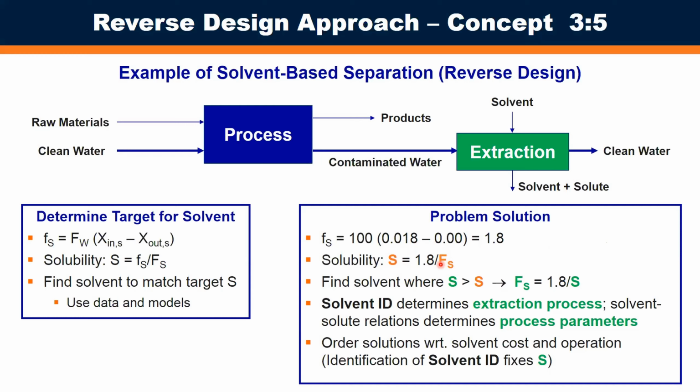would be. Once you specify the solvent, that determines the extraction process and the relationship between the solvent and the solute that will determine the process parameters, temperature, pressure, and so on. And once you have all the candidates, you order them with respect to the solvent cost and the operation. And the key thing is once you specify the solvent, that really fixes the solubility calculation. So this is a more effective way of solving this problem because you're going for the highest possible performance rather than constantly iterating and identifying the output to see if this is an effective solution to your problem.